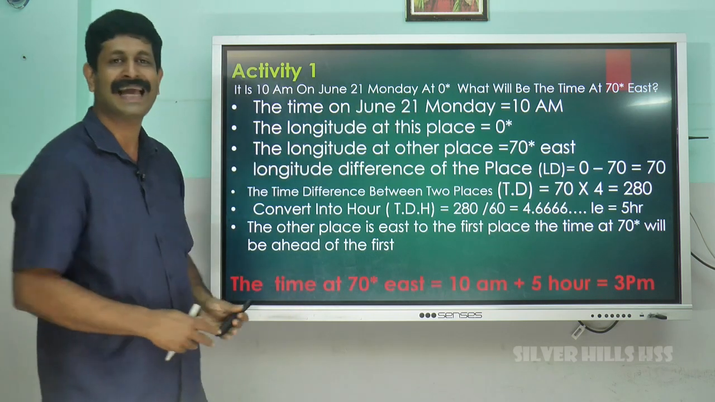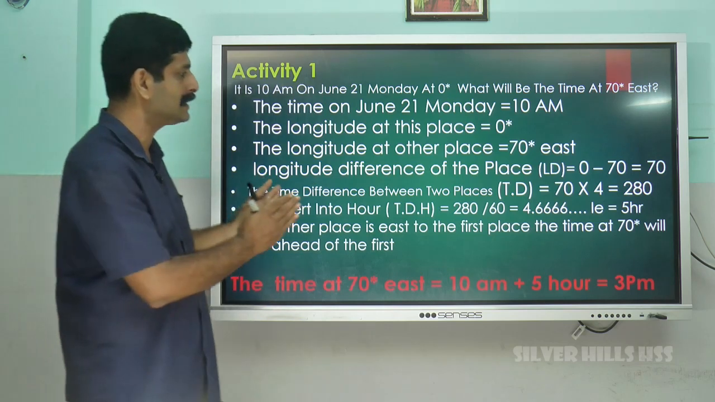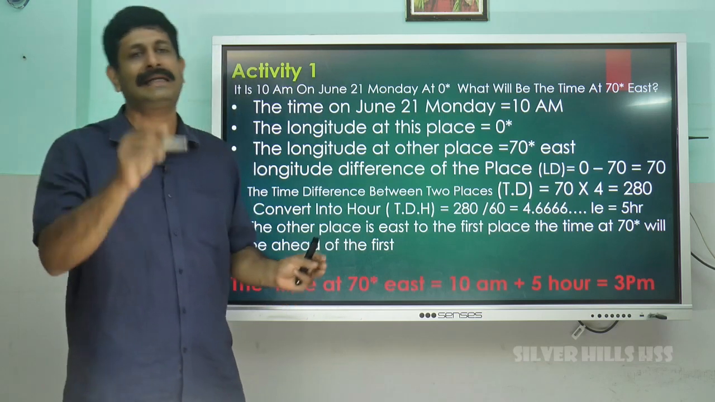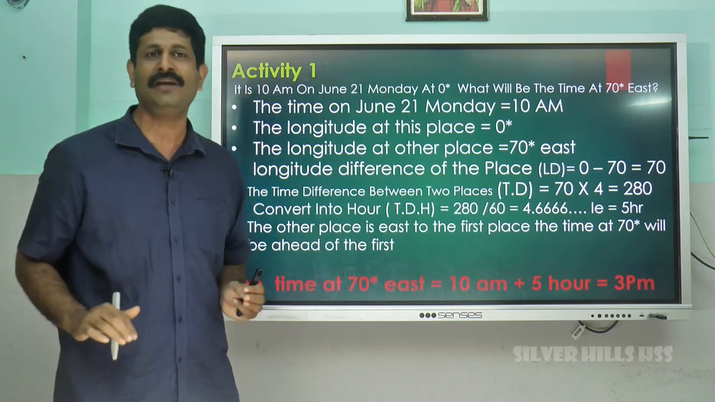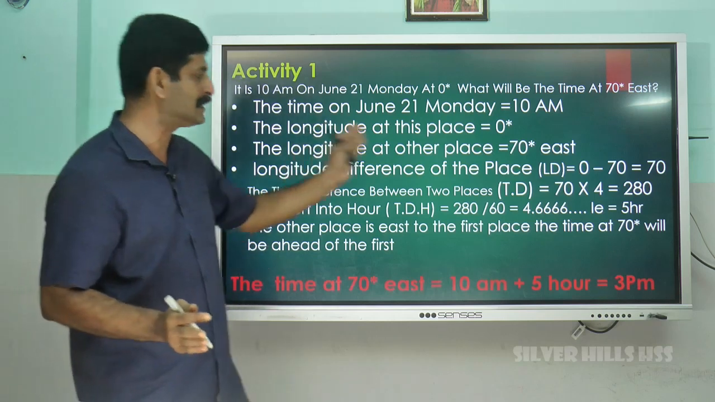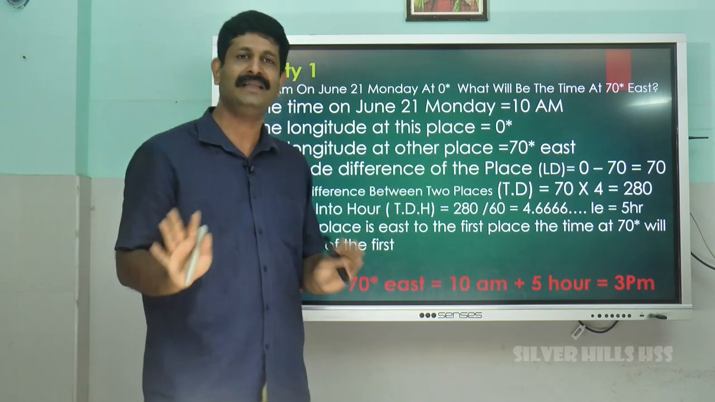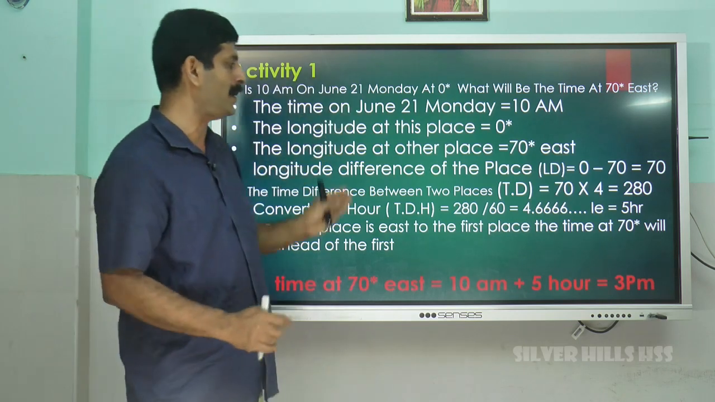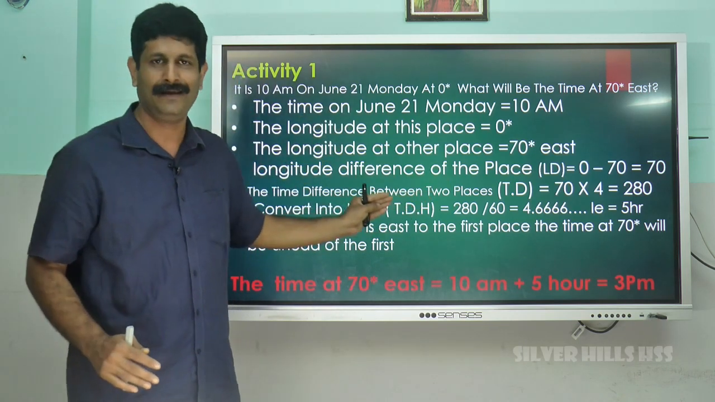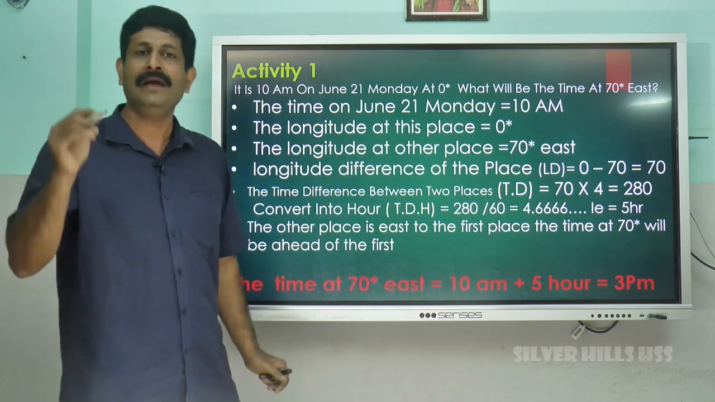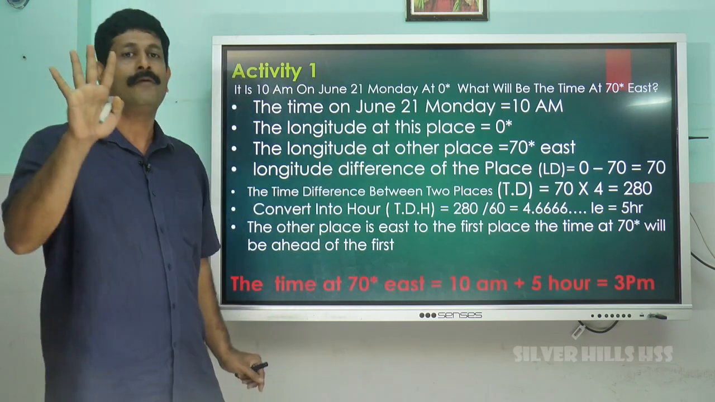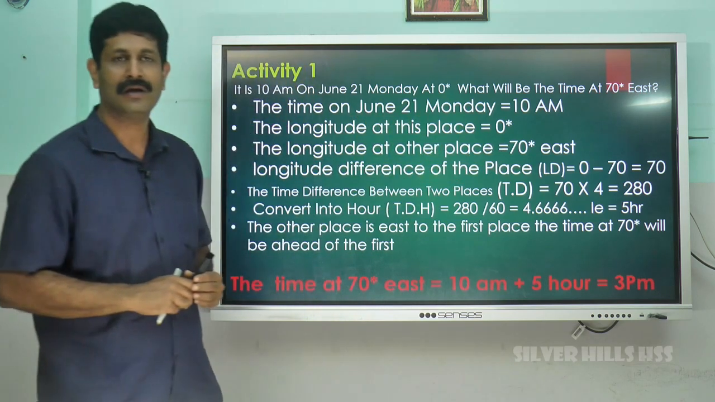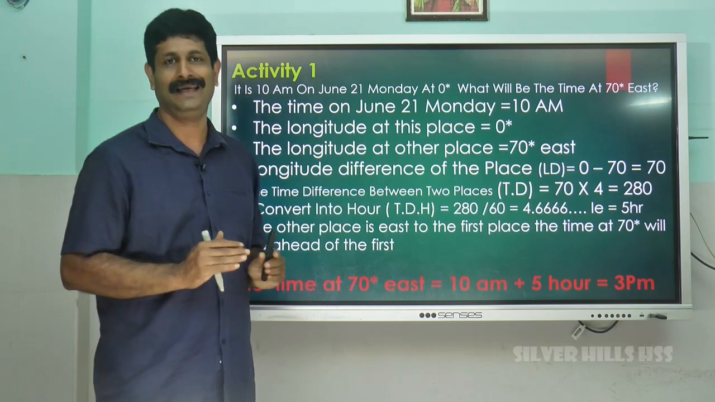Longitude difference, that is LD, is 0 minus 70. I don't want you to do the mathematical terms and write down negative 70. No need for that. 0 minus 70, that is 70, that's all for geography. The second point is the time difference, TD. TD equals 70, and we calculate 1 degree for 4 minutes. That is 70 into 4, that is 280.